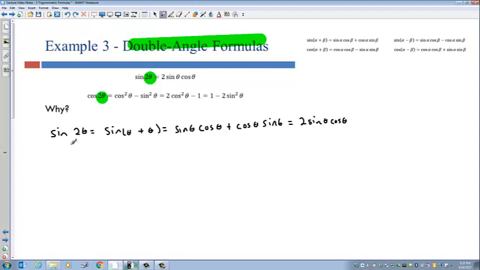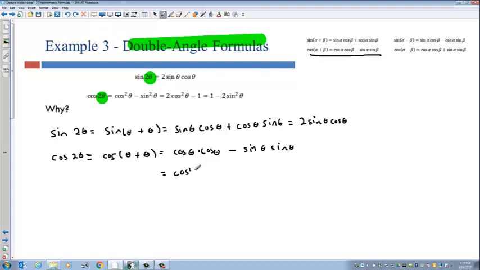And of course, the second identity comes from the same spot too. If you look at the cosine of 2 theta, that's really equal to the cosine of theta plus theta, which equals, if you look at the formula for the cosine of alpha plus beta, the cosine of theta times the cosine of theta, minus sine of theta times sine of theta, which is simply equal to cosine squared theta minus sine squared theta. So these two identities come from the basic sum and difference formulas.